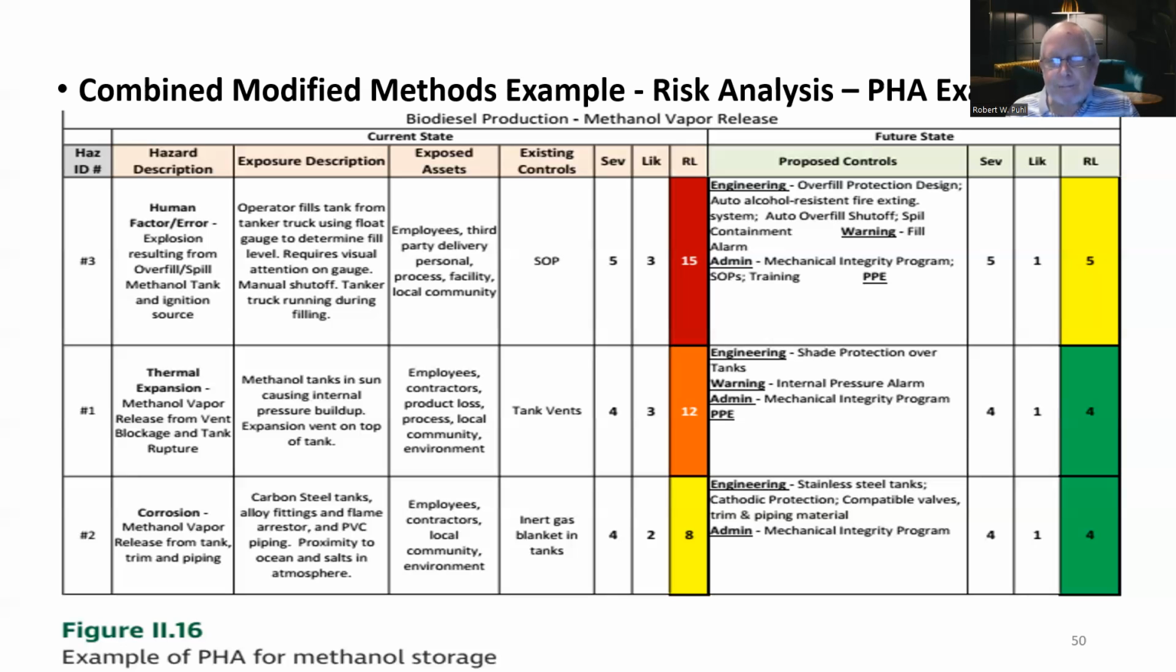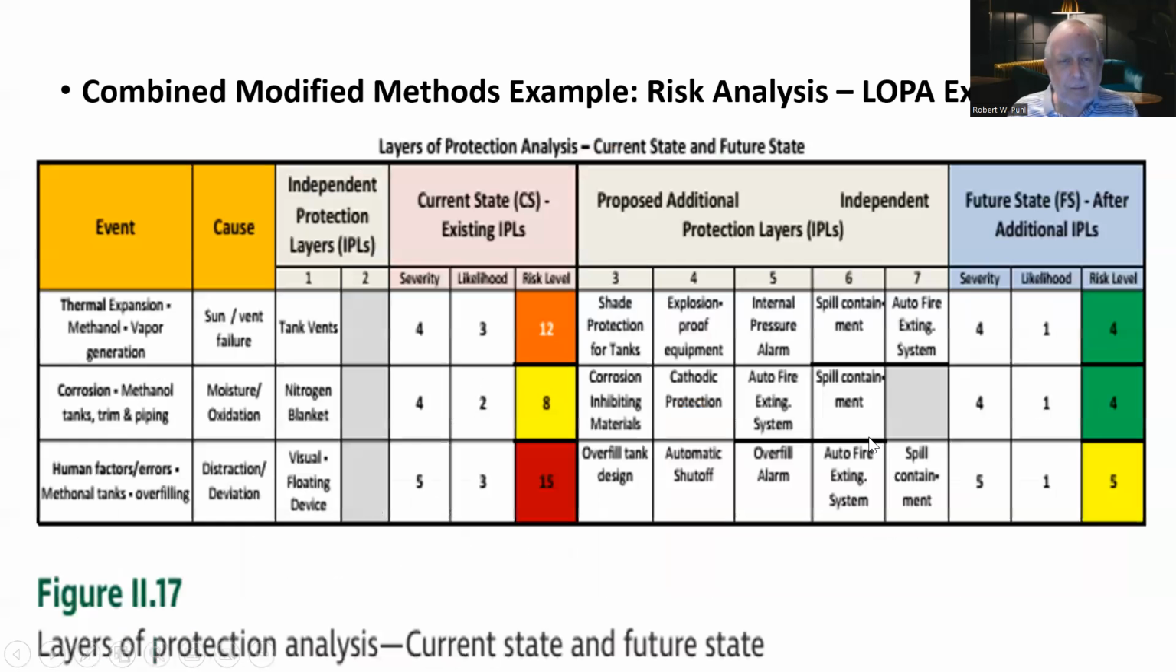Anyhow, so anti-tank, shade protection of a tank, great. Warning, internal pressure alarm. That's a good idea. Admin, mechanical integrity program. You got a vent, you should have a mechanical integrity program, whether it's by the state or just on your own. And PPE. I don't know what PPE is going to do for you, but so this is kind of the things that we'll get when we get into process safety management.